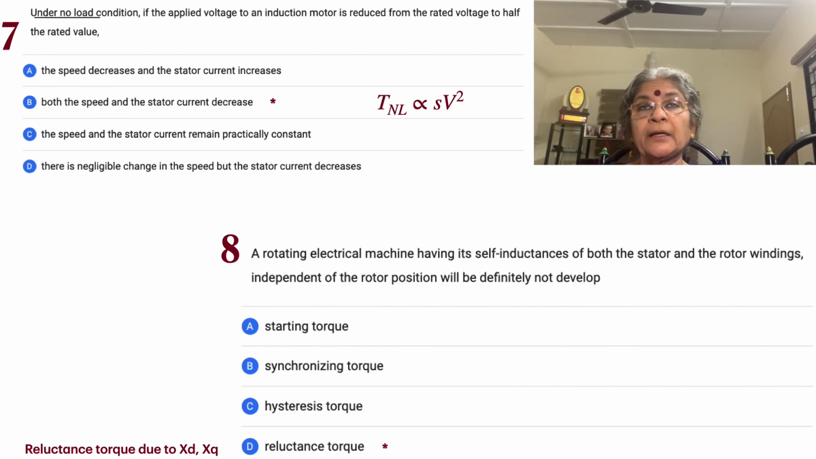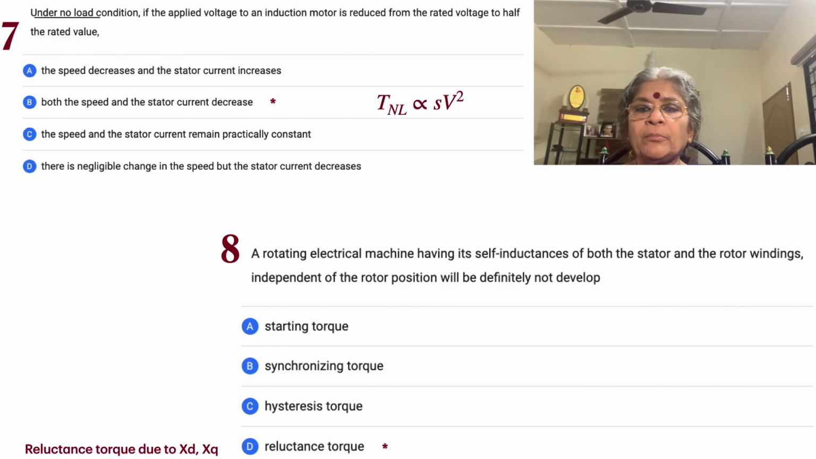Moreover, the torque relation at no load. Please remember this is a no load condition. So torque at no load is proportional to S. It's not proportional to 1 by S, because the speed is larger. It's also proportional to V square. So S tells us that if the torque is maintained constant, the speed goes down. And because the torque is proportional to V square, the voltage has gone down. That's the reason why the speed goes down. And of course, since the voltage has gone down, the current also goes down. So these are different ways of explaining the same thing.